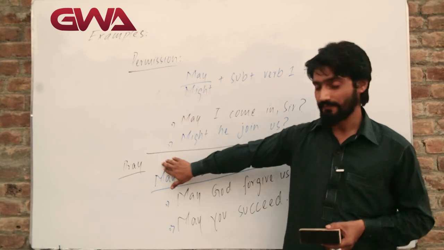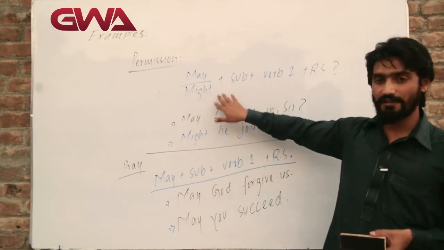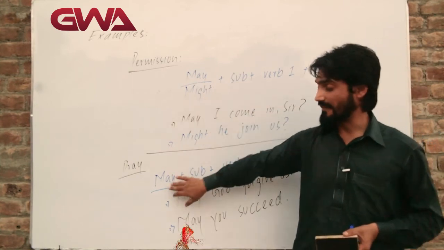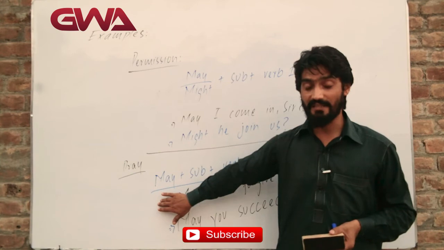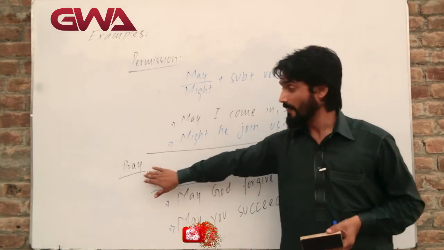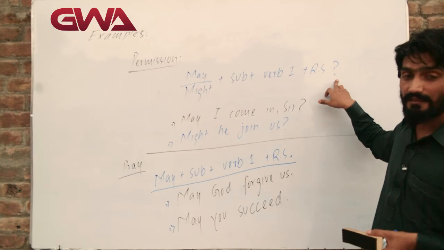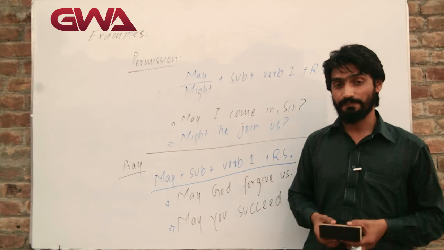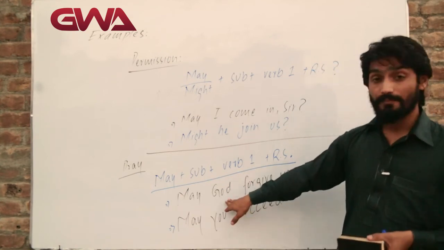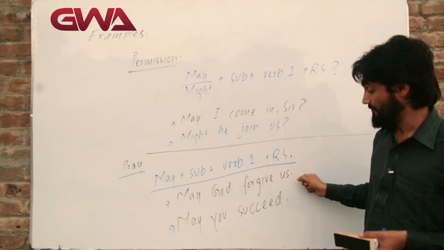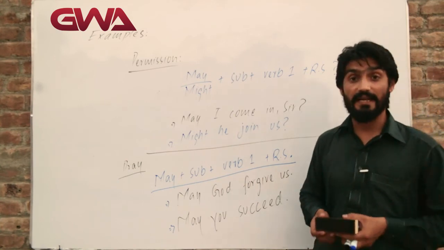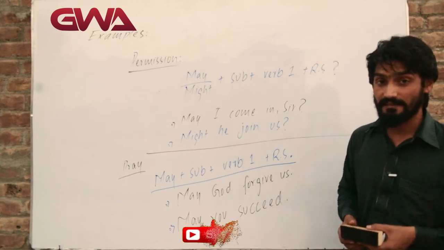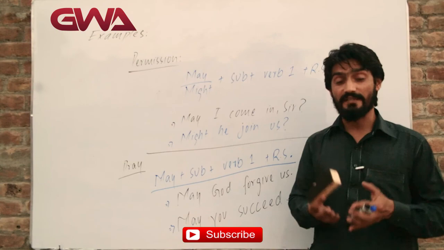Pray. Now, the difference between these two structures is, number one, that here we use might and here we do not use might. Might cannot be used while praying. Second difference, at the end here we use question mark, while here we use full stop, a period. Examples. May God forgive us. I'm not asking for permission. I am praying. Another example. May you succeed. I am praying for you to succeed in your life.